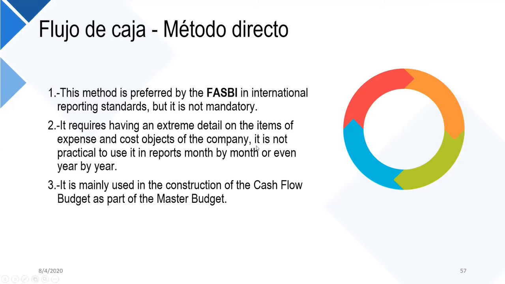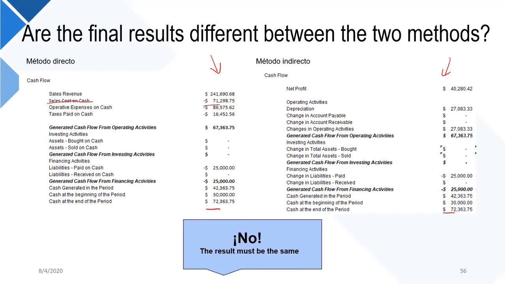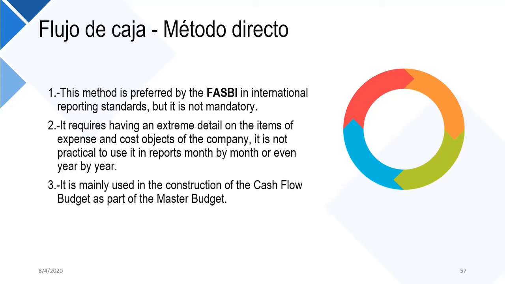Okay. And again, this method is actually preferred by the FASB. That's the International Financial Accounting Standards Board. Why is it the preferred method? Because just as you saw here, if I want to do an analysis like auditing the cash flow of the company, it is easier to find a specific cash account inside the direct method than to find it in the indirect method. Now, it is preferred, but it's not mandatory.